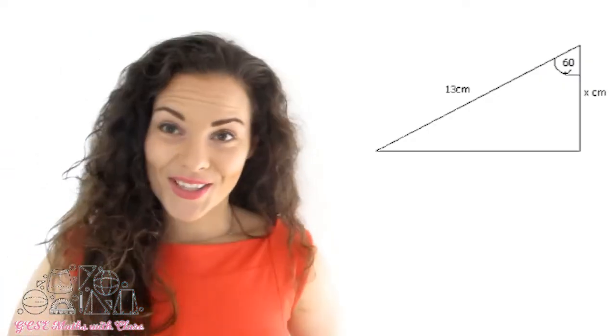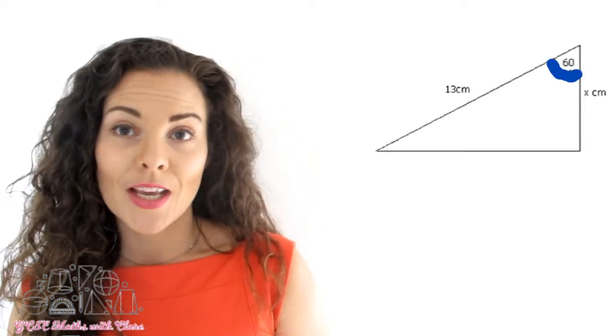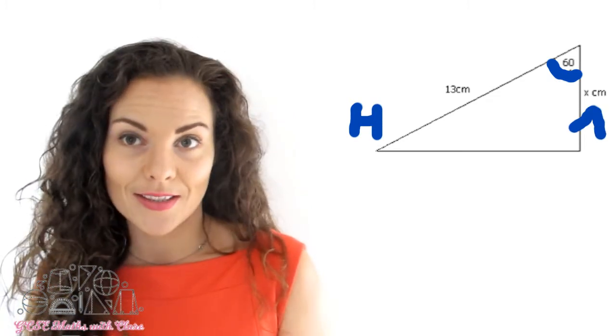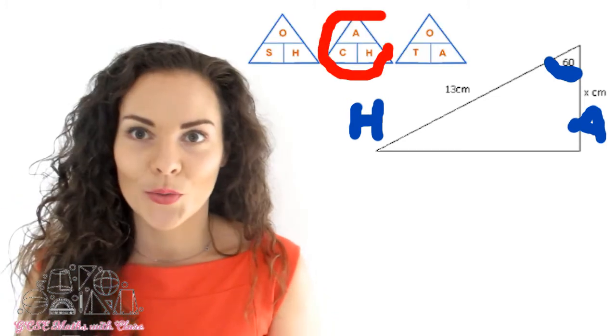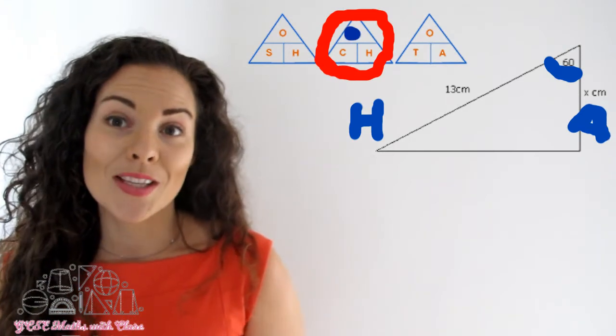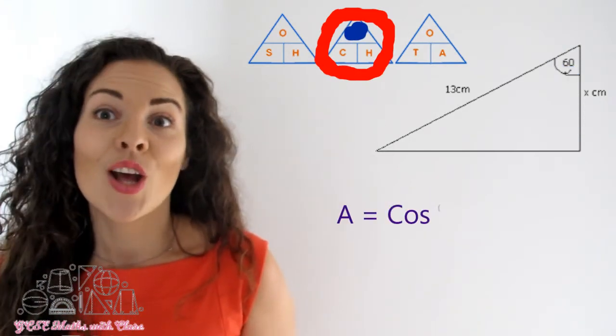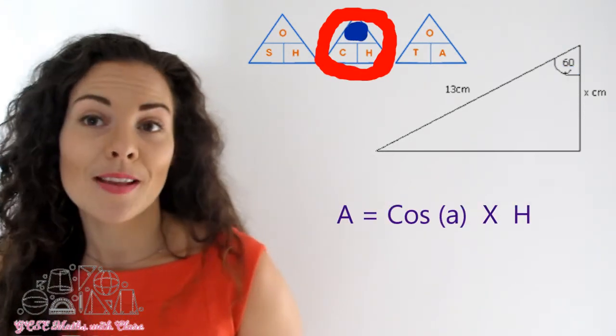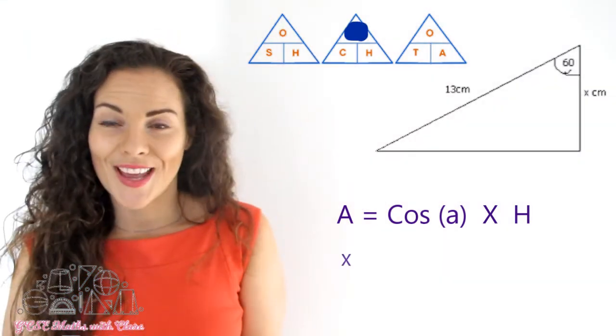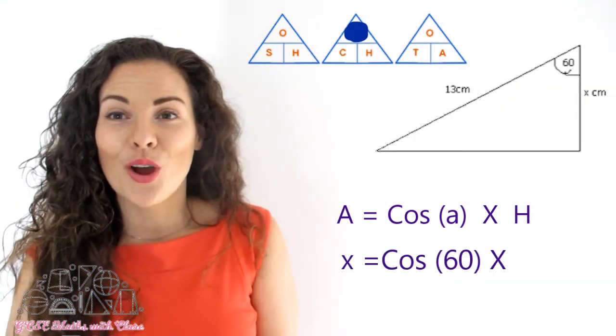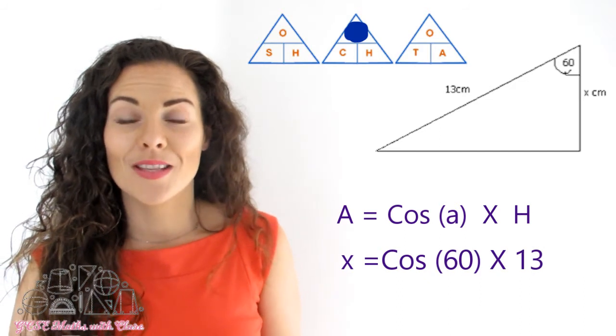Okay, this is our last example for the video. We have this triangle where we know the angle and we know the hypotenuse, but we don't know the adjacent side. So we need a formula that includes A and H. If we look at our pyramids, we can see that it's the cosine one. So if I put my finger on the A, we can see that A equals cosine of the angle times H. So in this case, X equals cosine of 60 times 13.